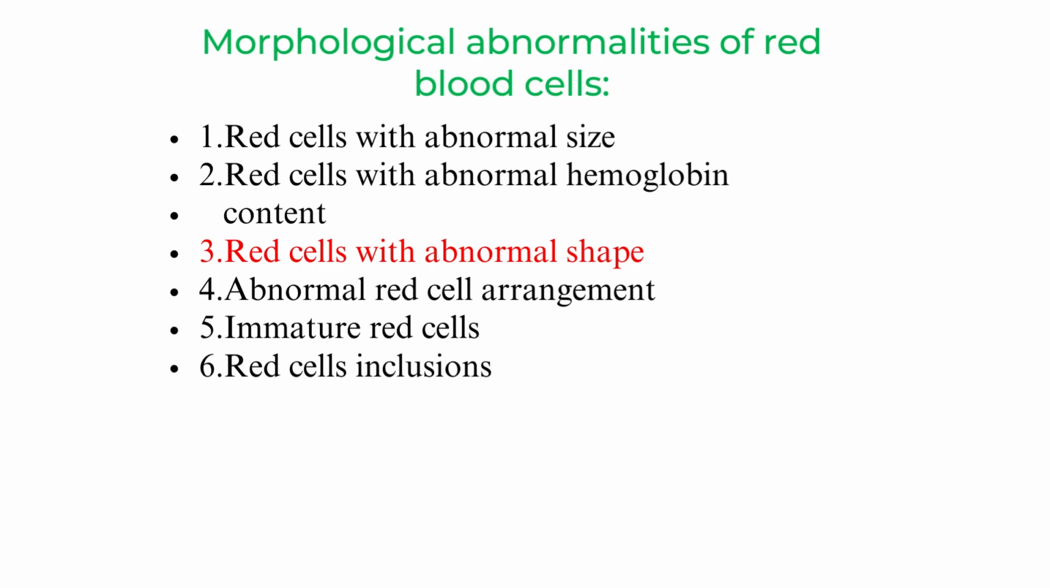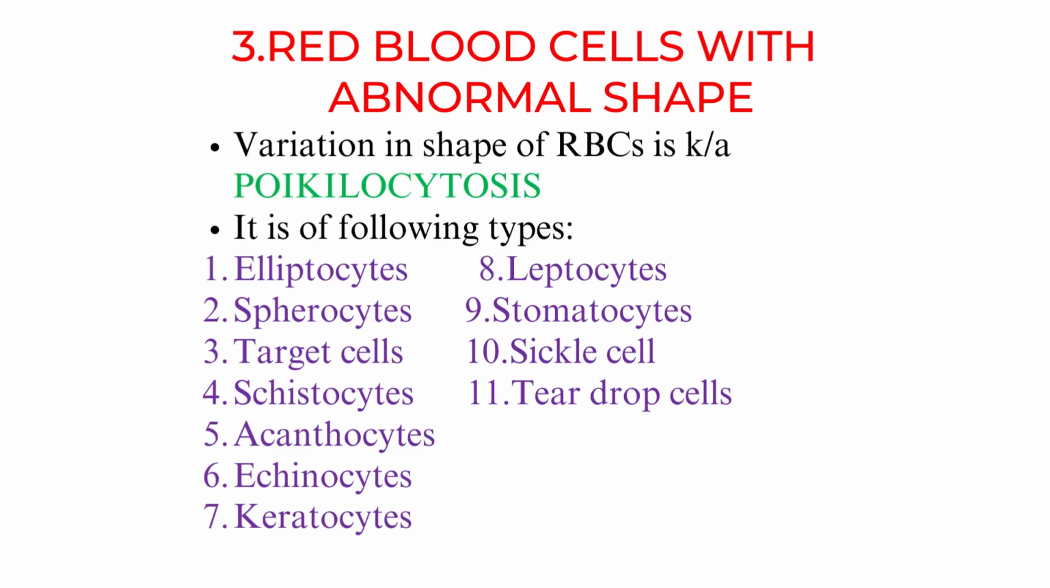Now coming to the abnormal shape. Now we'll see many types of abnormal shapes of RBCs. The variation in shape of RBCs is known as poikilocytosis. It is of various types: elliptocytes, spherocytes, target cells, schistocytes, acanthocytes, echinocytes, keratocytes, leptocytes, stomatocytes, sickle cells, and teardrops. Let's go about these one by one.